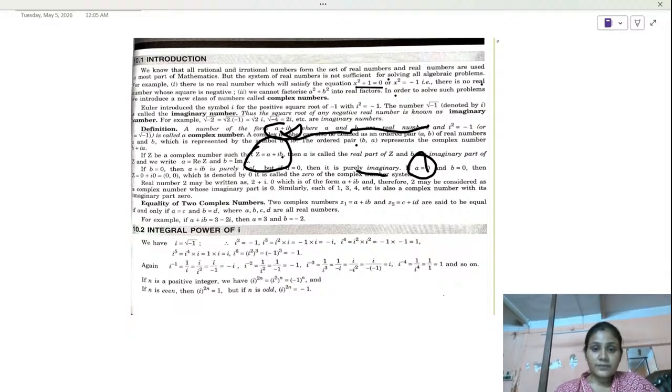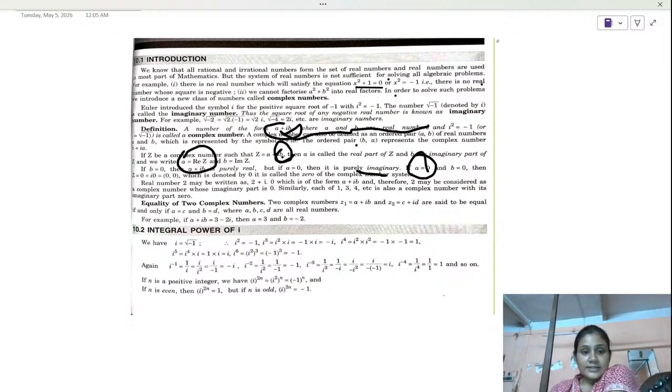Okay. If b is equal to 0, that means this part will be removed, so only Z is equal to a will be there. So that is a purely real number. The real part will be denoted by a is equal to real Z, and the imaginary part is denoted by b is equal to imaginary Z. Can you understand?